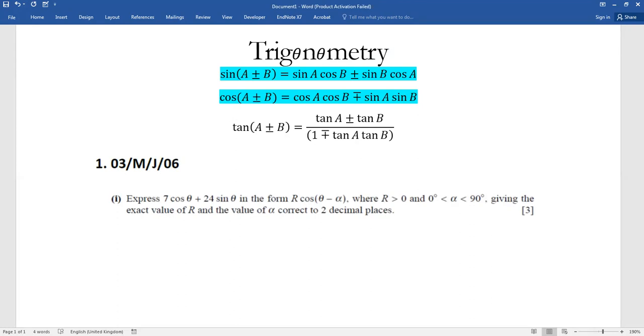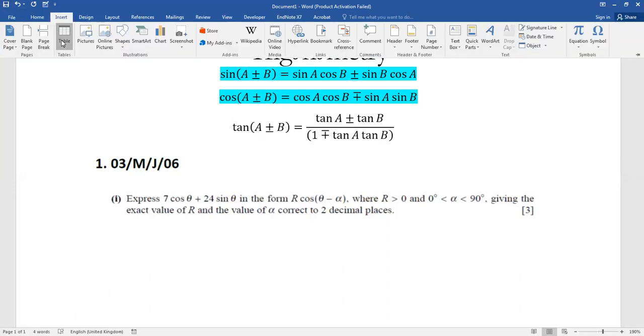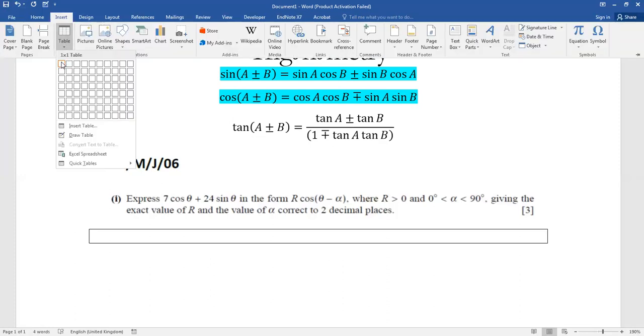Now, how do we intend to solve these questions? Again, there is no new knowledge that is required. We'll be using the knowledge that we had previously acquired by expanding or opening these compound angles. Now, what will we do? The first thing that we must do in these questions is to start from the answer. How do we do that?